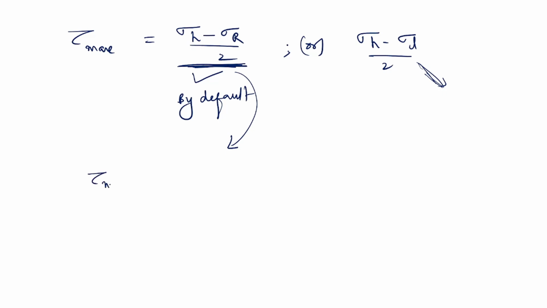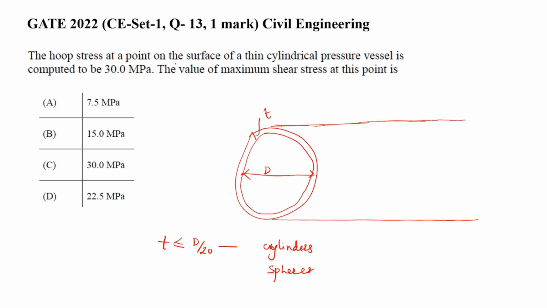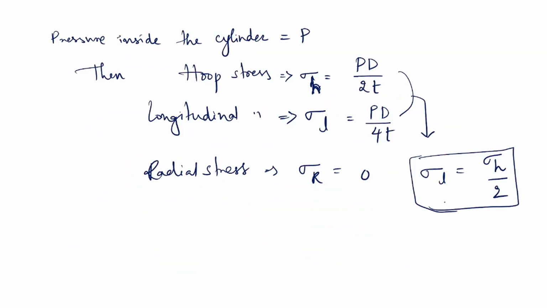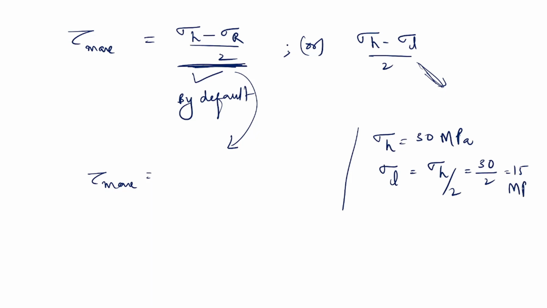Now what is the tau max value? That is what is asked in the question. The hoop stress at a point is 30 MPa. Sigma H is given, sigma L is not given, but the maximum shear stress at that point you have to calculate. But from here we understood sigma L is sigma H by 2. So what do I do? First, I'll note down the given data: sigma H is 30 MPa, sigma L is sigma H by 2 as per the formula, so 15 MPa, and sigma R is anyway 0 always.